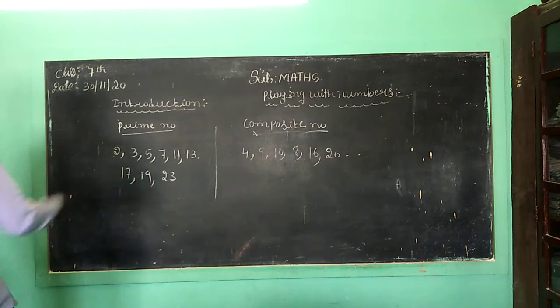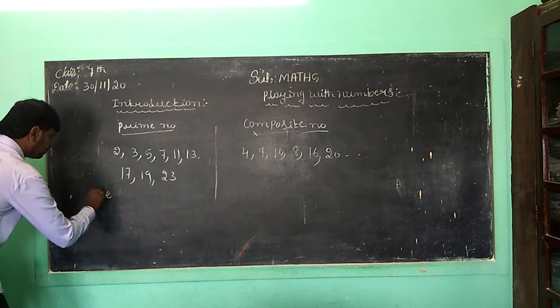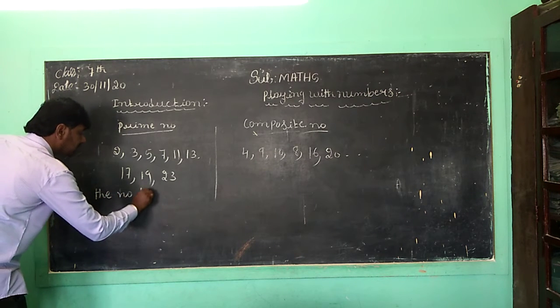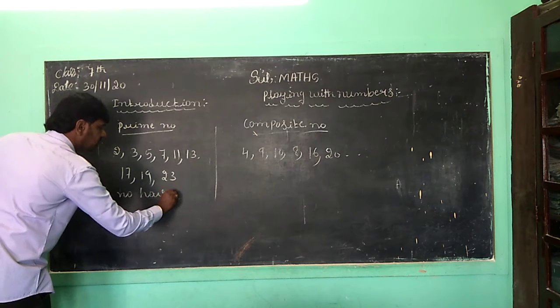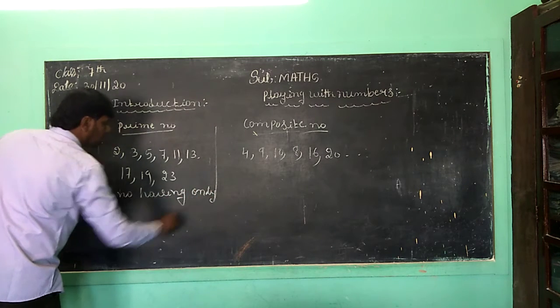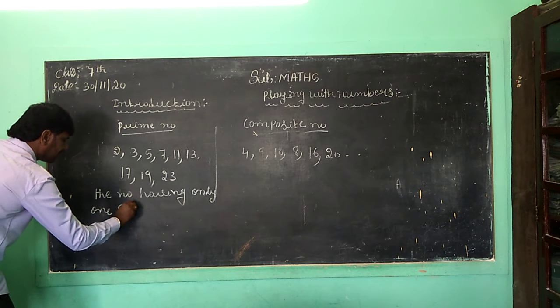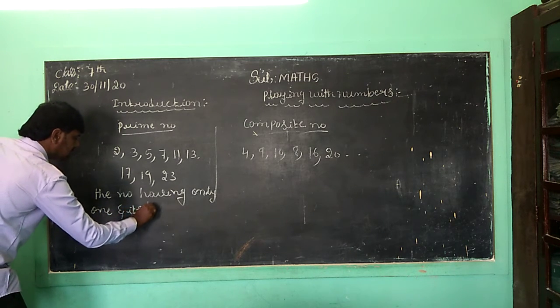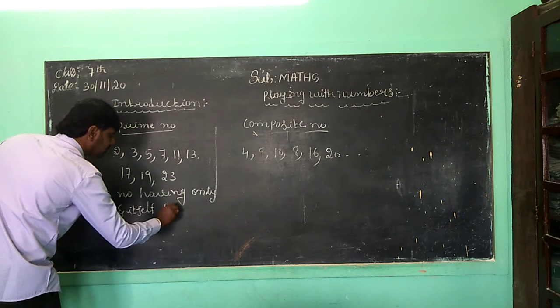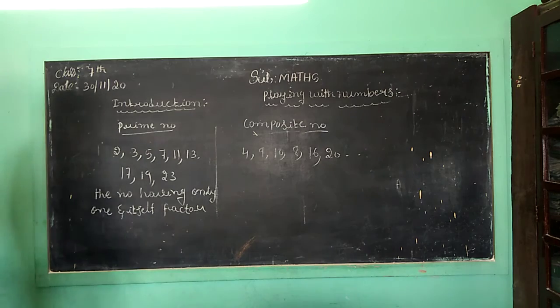See, children. Write the definition. Prime number: the number having only 1 and itself as factors. Correct? These are all prime numbers.